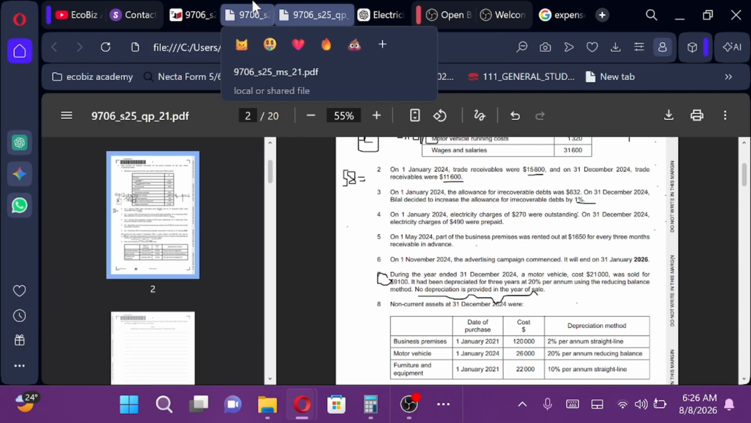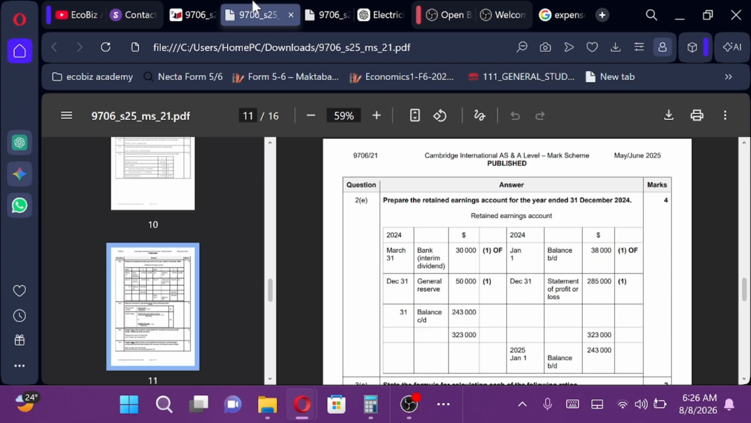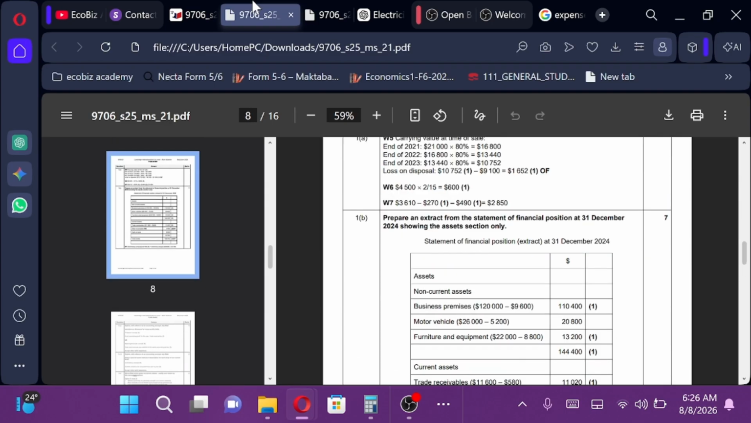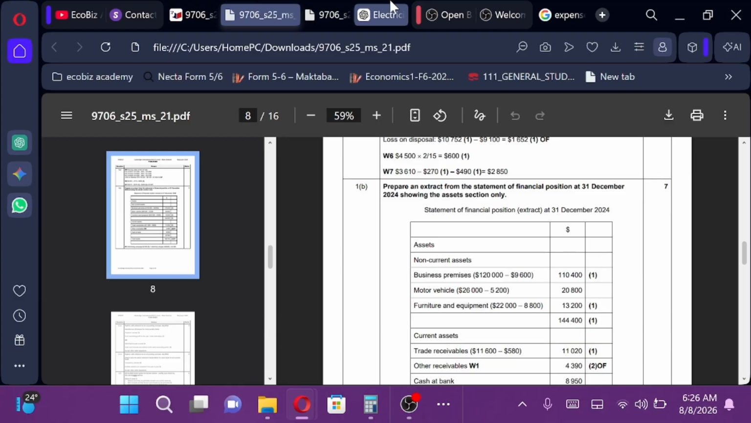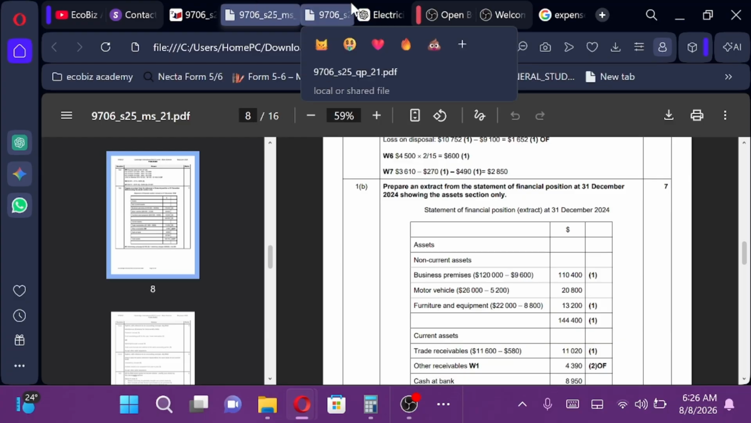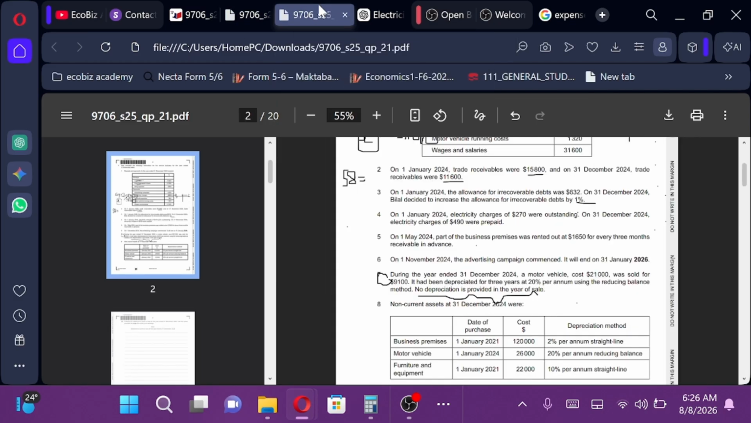Okay, and then let's check here. Motor vehicles and fixture and equipment. So what we're going to do for motor vehicle, we can see here, the date of purchase is 1st of January 2024, and its cost is 26,000. And the depreciation method we used is 20% reducing balance method.